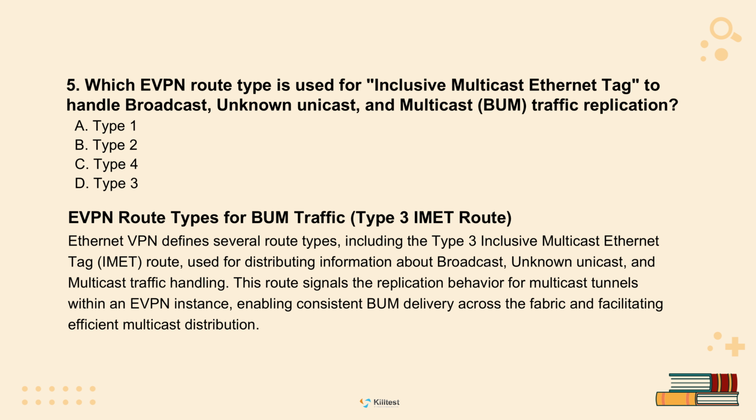Okay, let's jump from there to the modern data center, EVPN. EVPN uses different route types for different jobs. So which EVPN route type is specifically designed as the inclusive multicast Ethernet tag and is absolutely essential for handling BUM traffic? That would be EVPN route type 3.